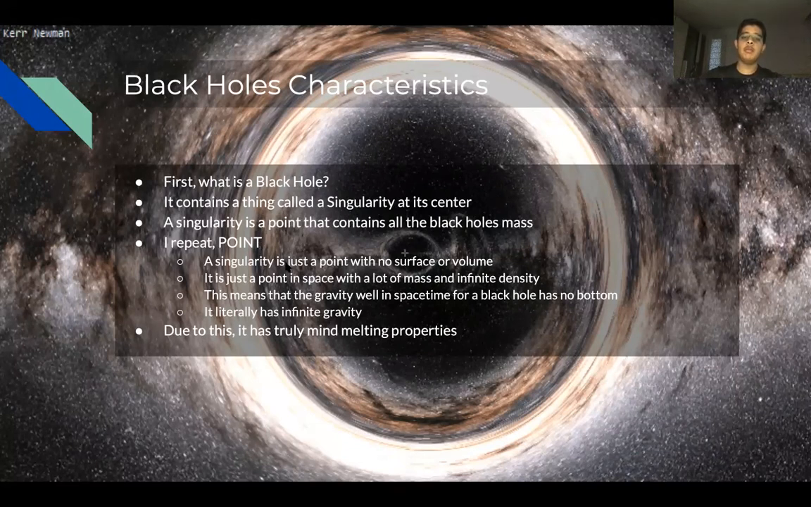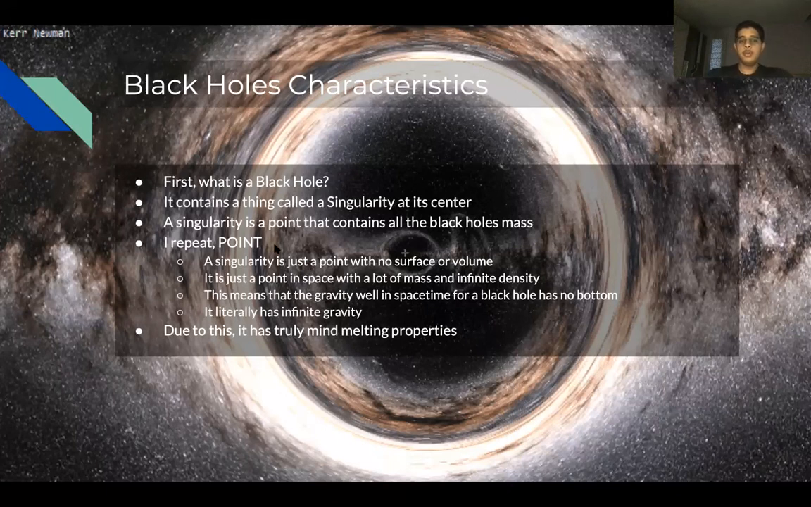It is just a point with no surface or volume. If you were to draw it, it's just a dot in space-time, to put it simply. But it has a lot of mass and infinite density. To put it simply, it has infinite mass and infinite density. So the gravitational well in space-time for a black hole is just a hole. There's no bottom. It literally has infinite gravity.